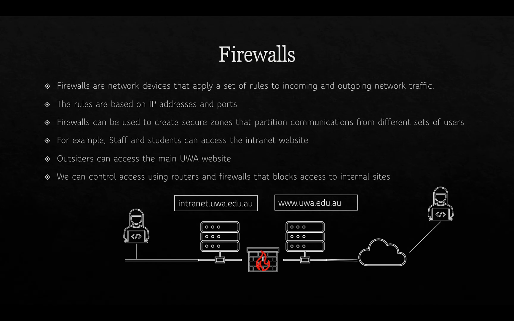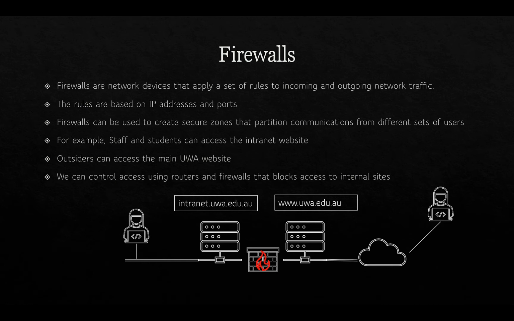Firewalls are devices that have a set of rules that essentially allow or block incoming and outgoing network traffic. The rules are based on IP addresses and ports, and we can use firewalls to protect certain networks and applications by constructing these rules. So we can construct secure zones that partition communications for different sets of users. For example, staff and students can access an intranet site, but outsiders can't. And we can have outsiders accessing the main UWA website.